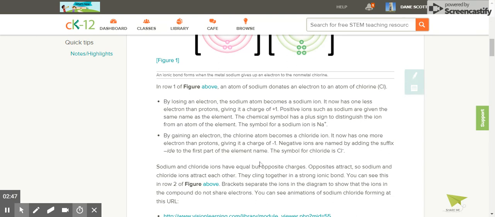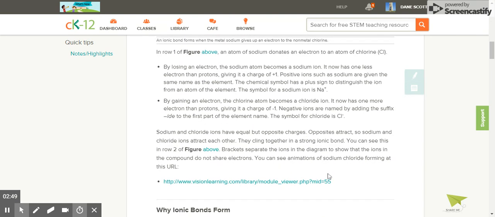Sodium and chloride ions have equal but opposite charges. Opposites attract, so sodium and chloride ions attract each other. They cling together in a strong ionic bond. You can see this in row 2 of figure 1, the figure above. Brackets separate the ions in the diagram to show that the ions in the compound do not share electrons. You can see animations of sodium chloride forming at this URL.